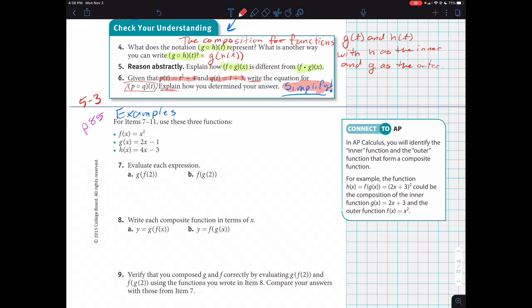Okay, and number 5, explain how f of g of x is different from f times g of x. So you should have said something about f of g of x being composition because of the open dot, and the closed dot here, that's a multiplication problem. So you should have said that one was multiplication.